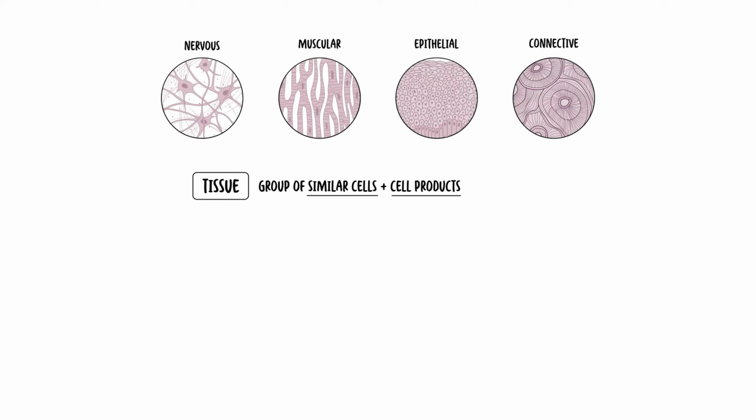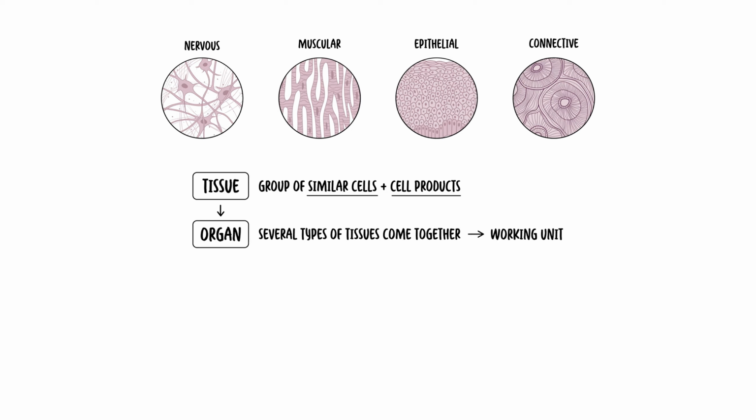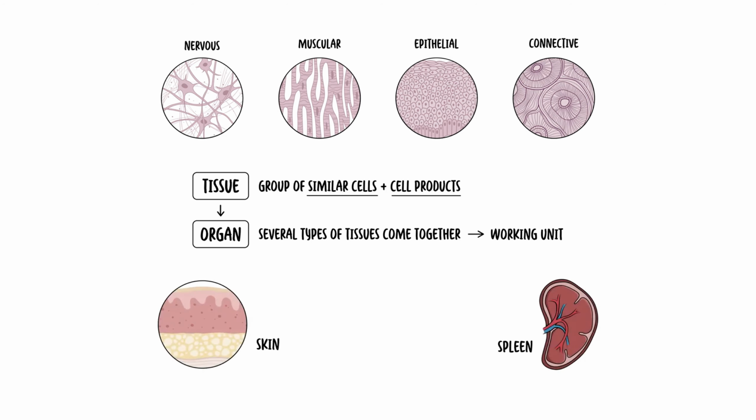The next level of organization after tissue is your organs, where several types of tissue come together to form a working unit. Two or more tissue types make up an organ, such as your spleen, your skin, and your heart.